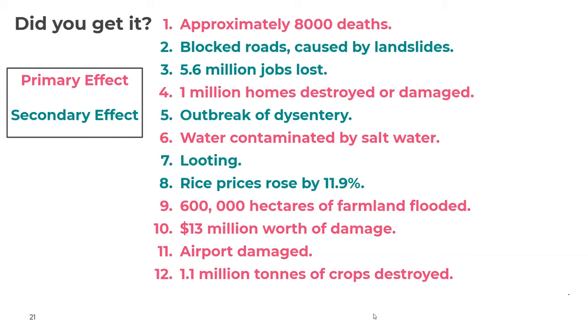Number 9, 600,000 hectares of farmland flooded, primary effect. Number 10, $13 million worth of damage, primary effect. 11, airports damaged, primary effect. And number 12, 1.1 million tonnes of crops destroyed is a primary effect. So give yourself a score out of 12.